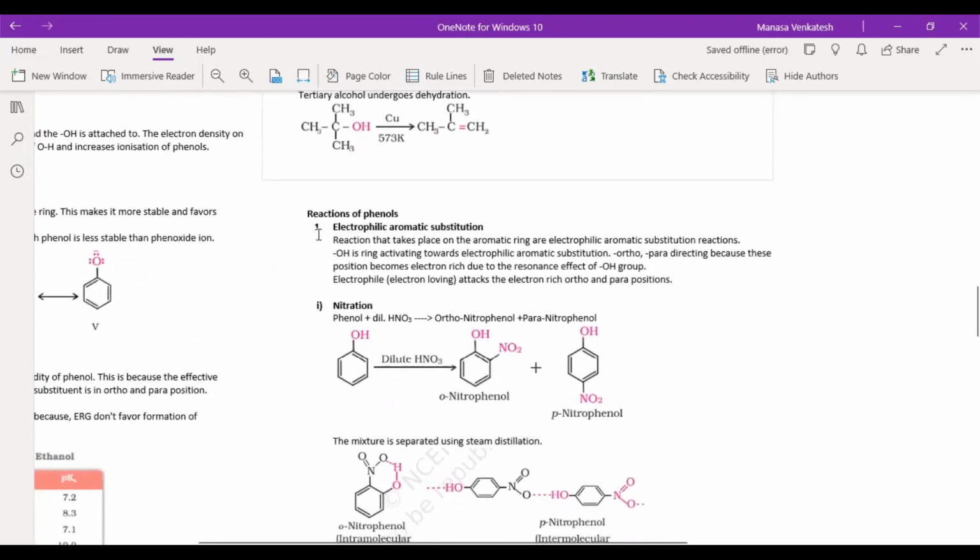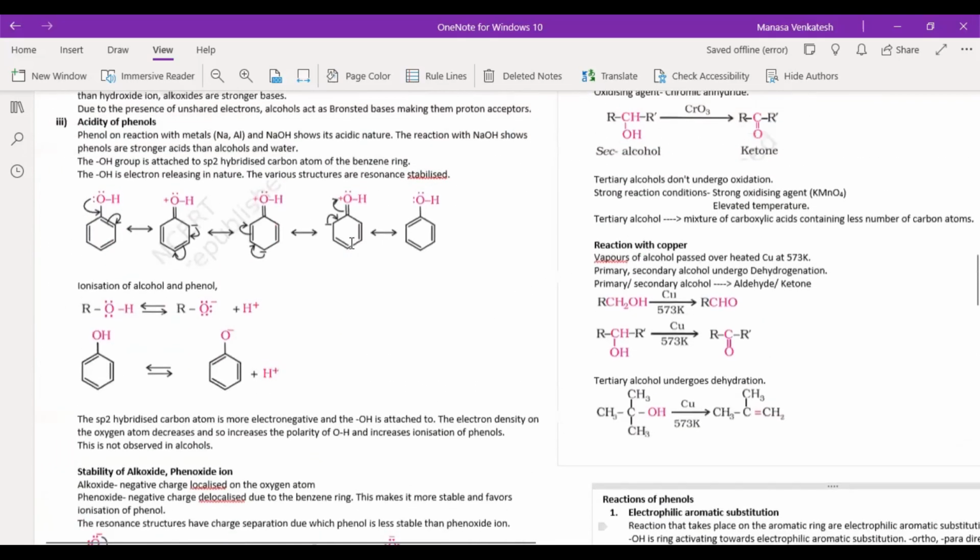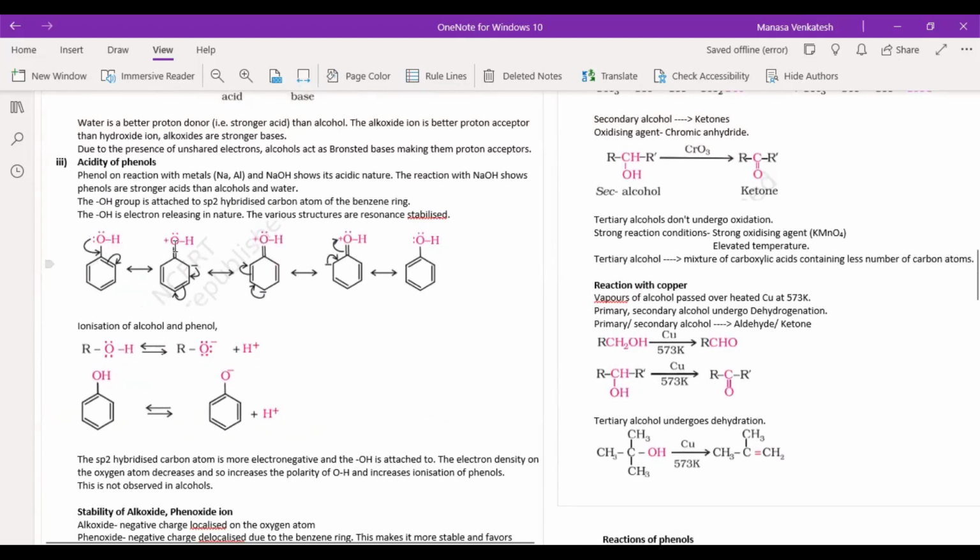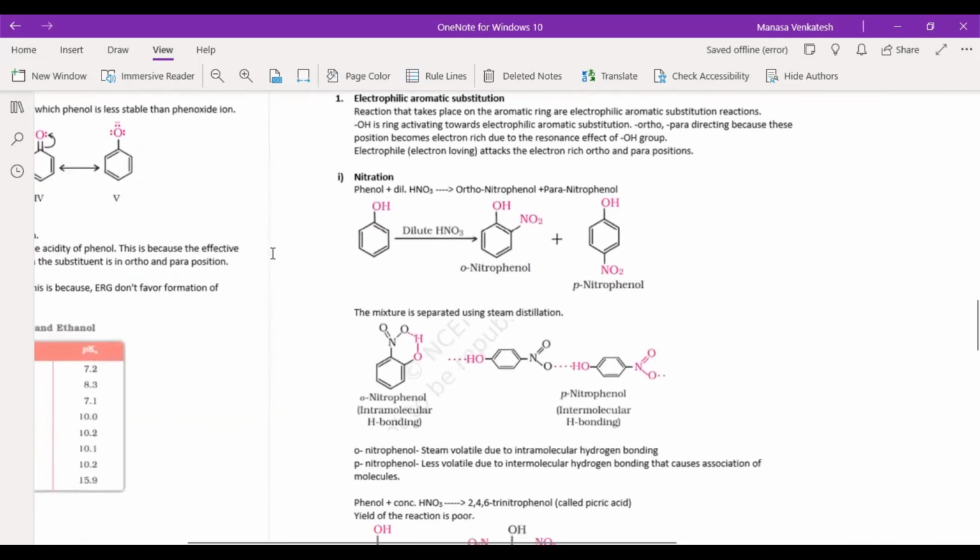Now, as you remember, phenols can undergo electrophilic aromatic substitution reactions, and that will be at the ortho and the para position. This is because an electrophile is electron loving, and due to resonance, OH is an electron releasing group, so the ortho and the para positions become electron rich. Because of that, we'll observe products at the ortho and the para position. So let's look at reactions.